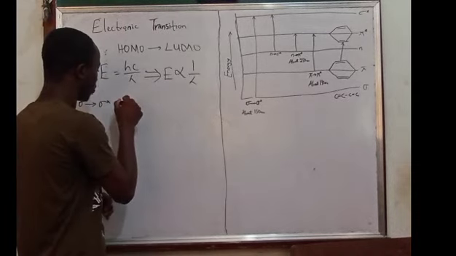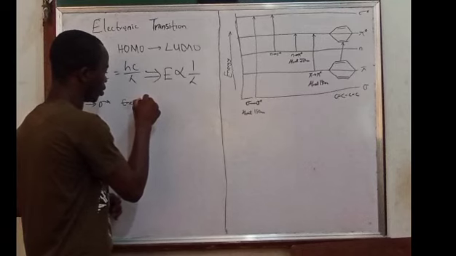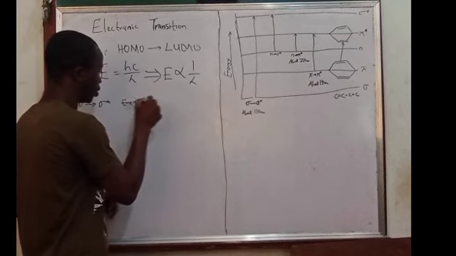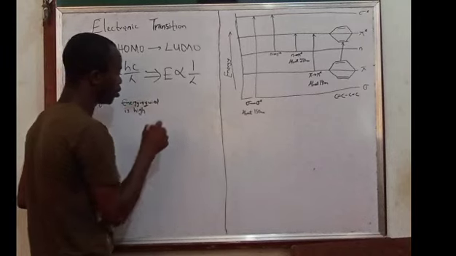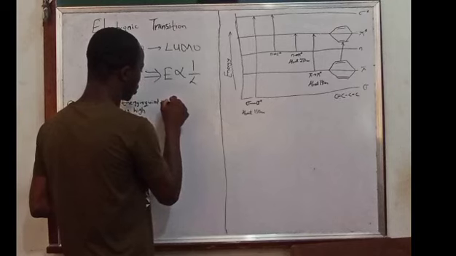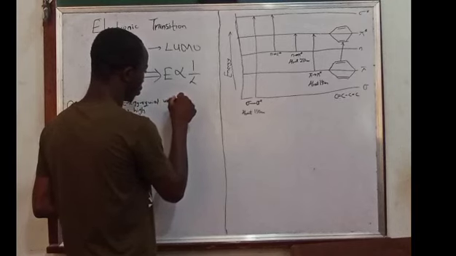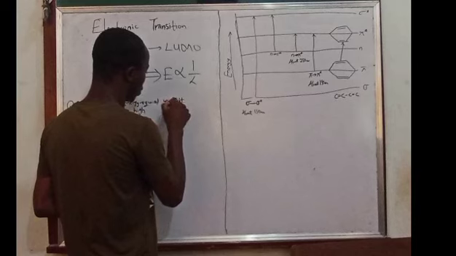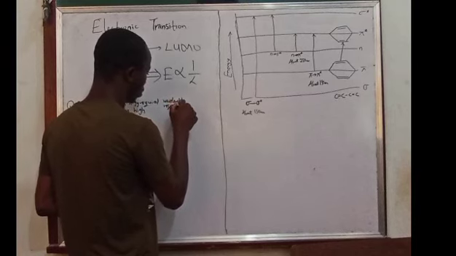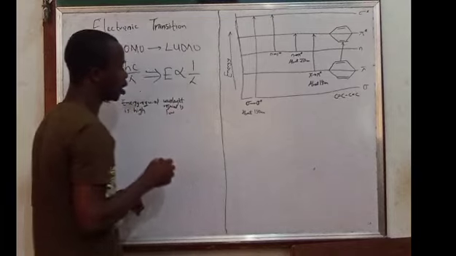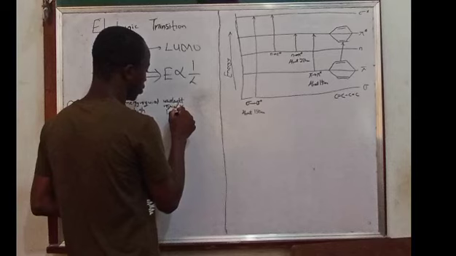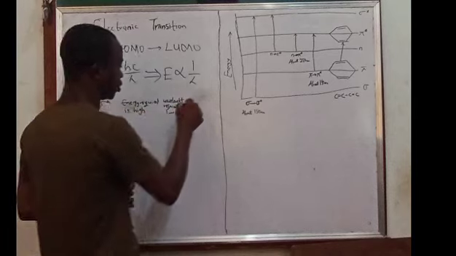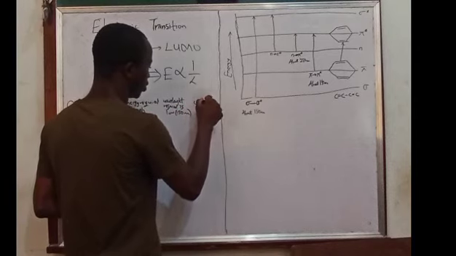So we can say that the energy required is high, the wavelength required is low, 150 nanometer, that is UV inactive.